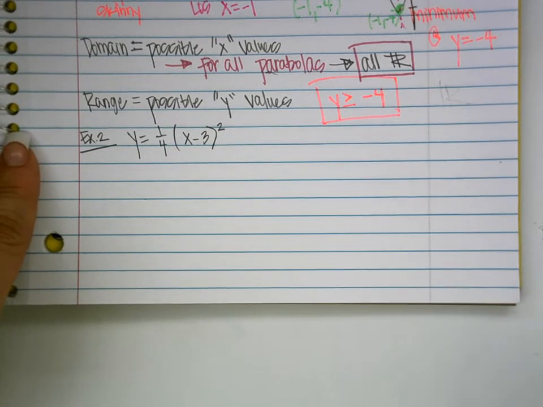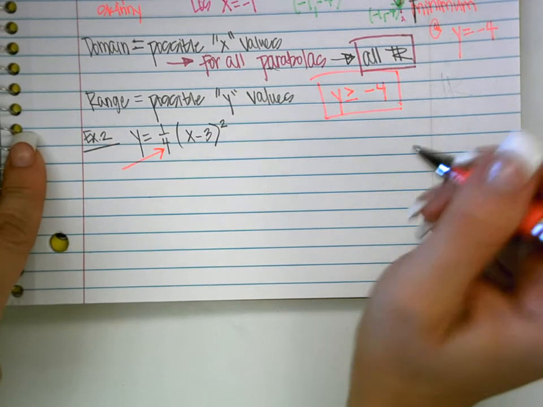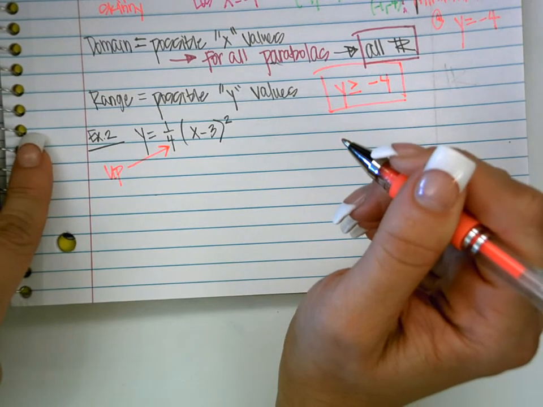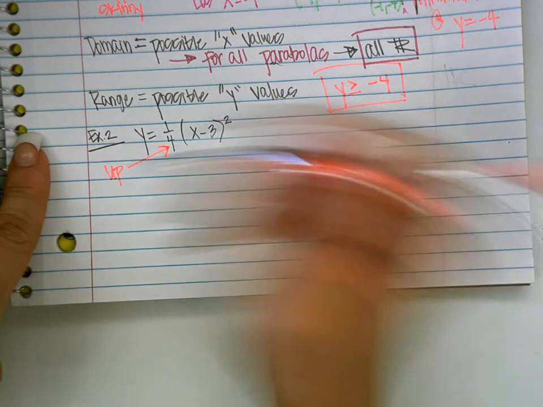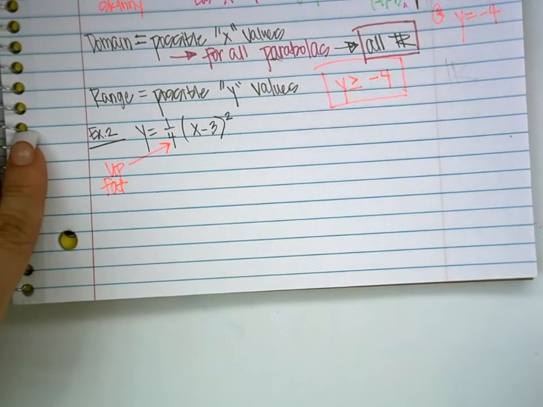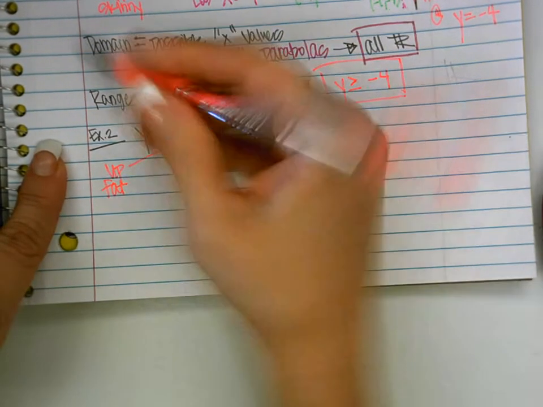So what does the 1/4 tell you? That it's going to be facing what direction? Up. And will it be fat, skinny, or normal? It's going to be fat, or wide. Sorry. And actually, you know what? I'm sorry. I'm going to make that negative, so we're going to draw this down. I apologize.